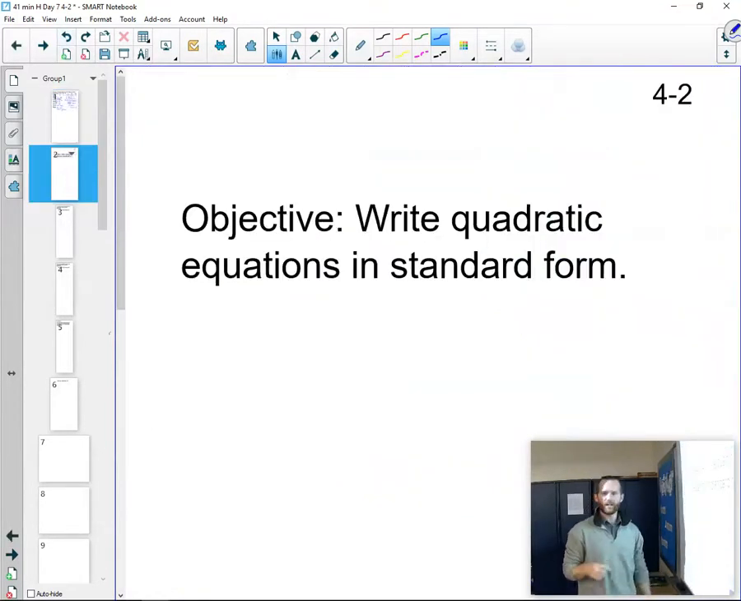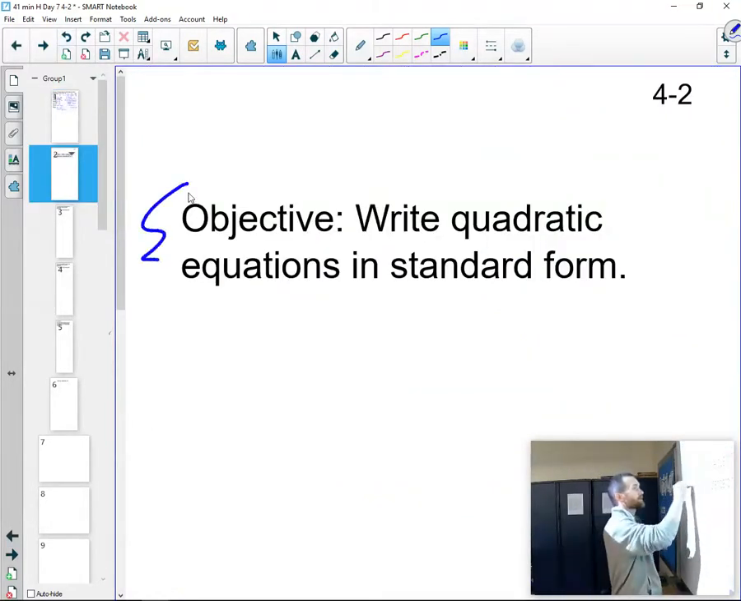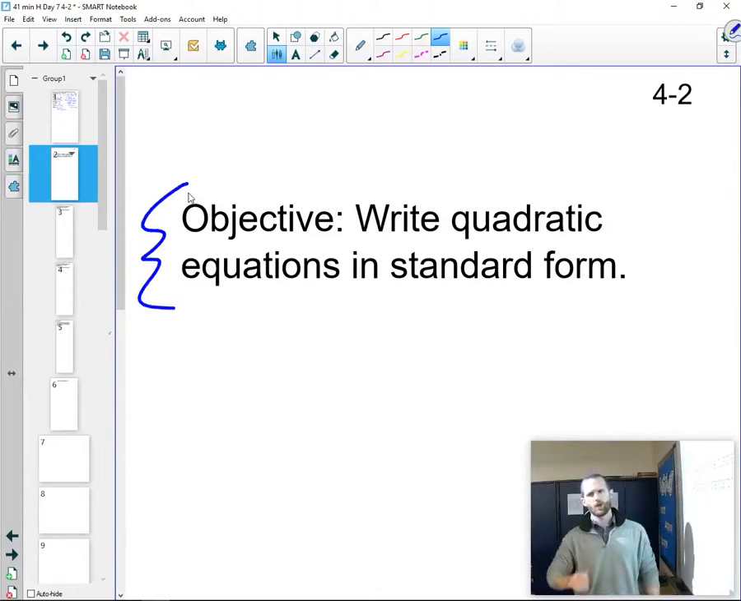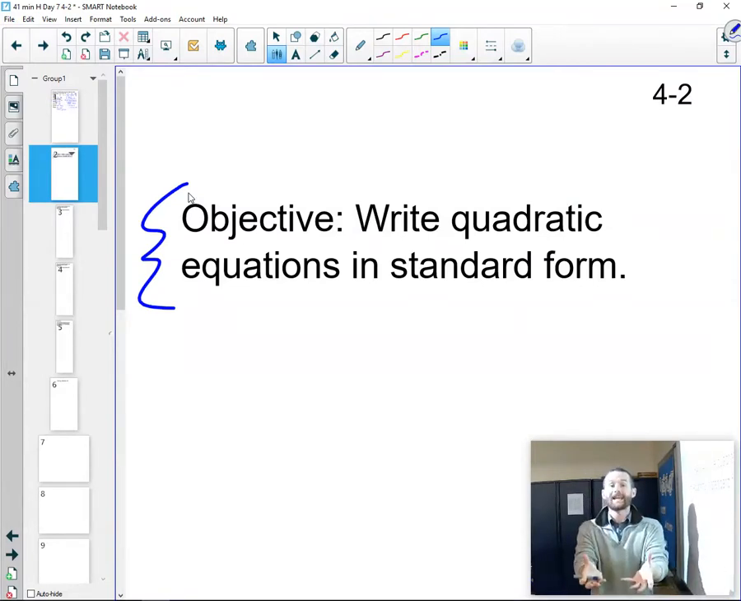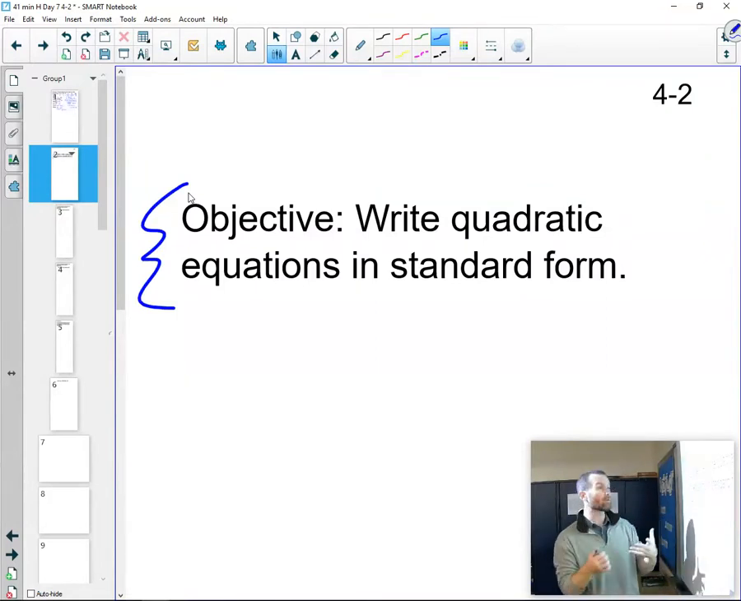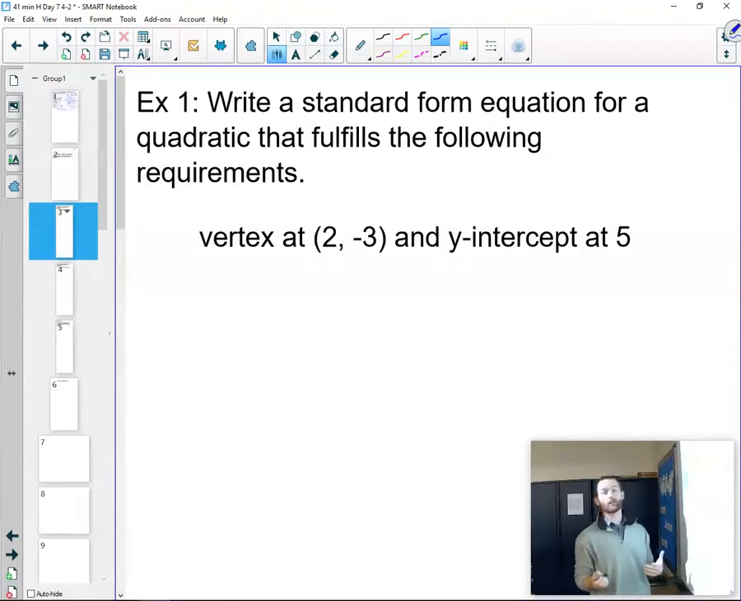Let's take a look at our objective. Today we're going to do Chapter 4, Section 2, and after today's lesson we should be able to write quadratic equations in standard form. So today's objective is sort of the opposite of what we just did in the warm-up. In the warm-up, they gave us an equation, and we had to find all this information about it. What we're going to be doing in today's lesson is they're going to give us some information about the quadratic, and we're going to have to sort of supply the equation. We're going to have to come up with the equation based on what they gave us.